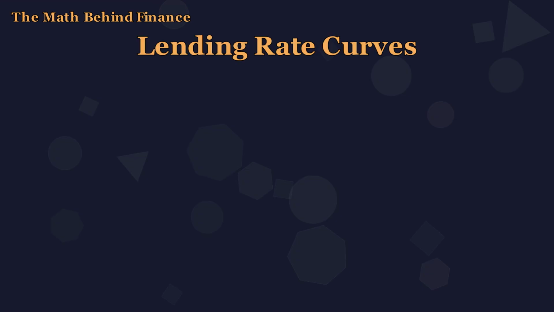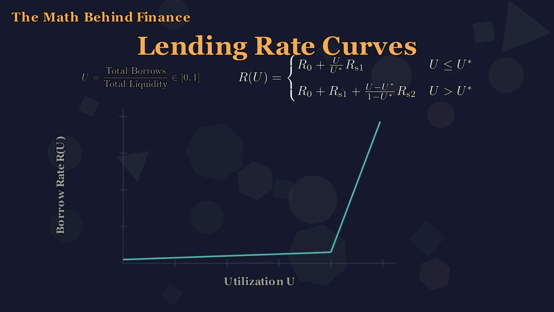Now for the second unsolved problem from our opening. In a lending protocol like Aave, interest rates are not set by a market. They are set by an algorithm. The input is utilization, U, the fraction of the pool that is currently borrowed. The borrow rate follows a piecewise linear function with a kink at the optimal utilization, U star, typically 80%.